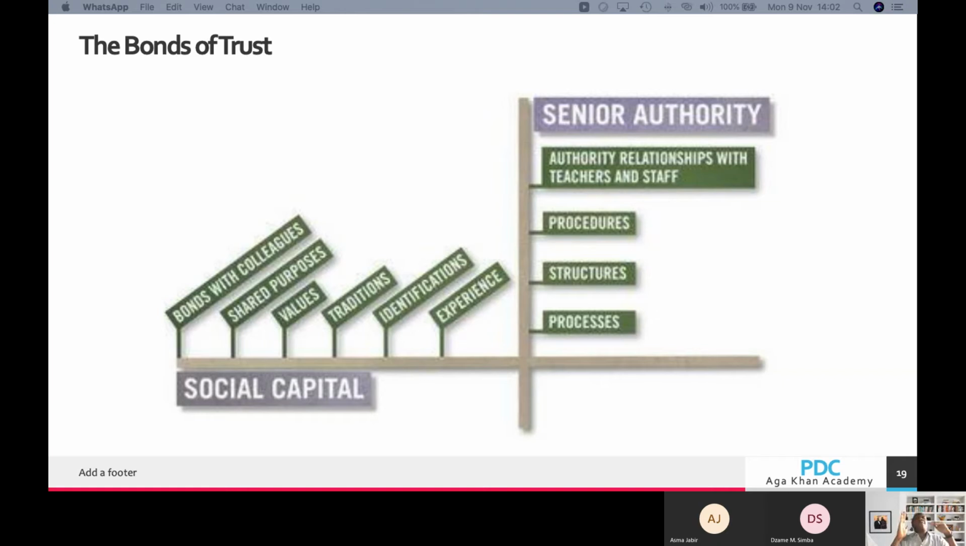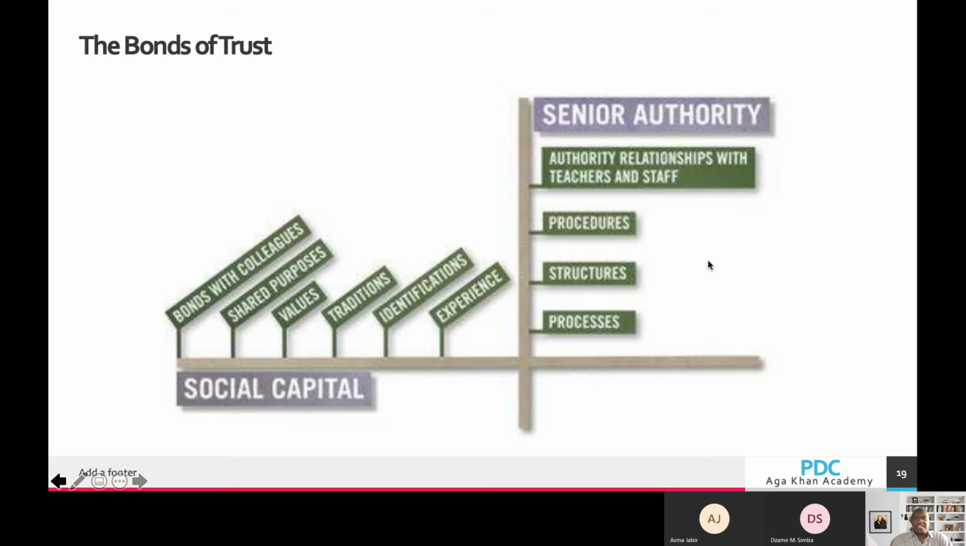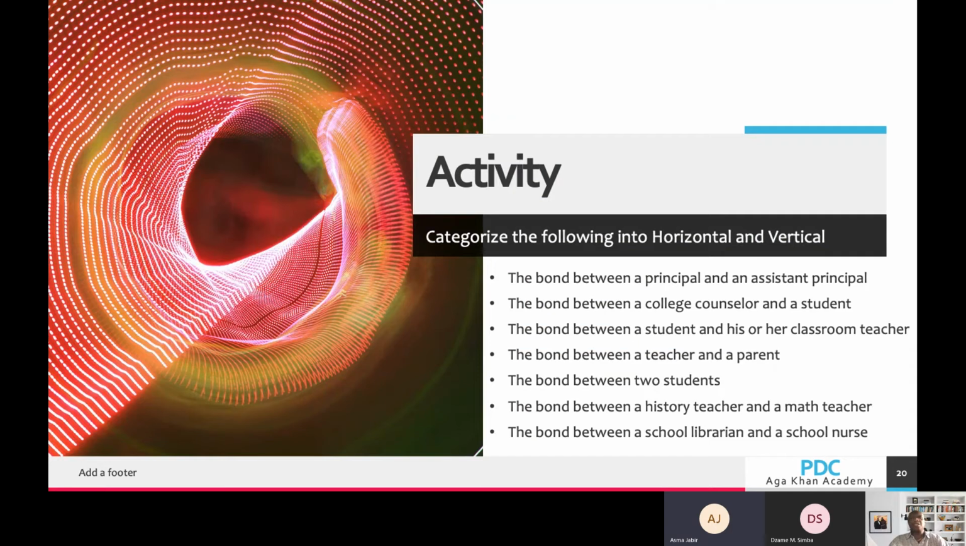So now here we need to be able to distinguish between the vertical and the horizontal. I want to give you this exercise and you tell me which one you think is horizontal and which one is vertical trust, according to you. Look at those statements. You can pick one and tell me this is horizontal, this is vertical.